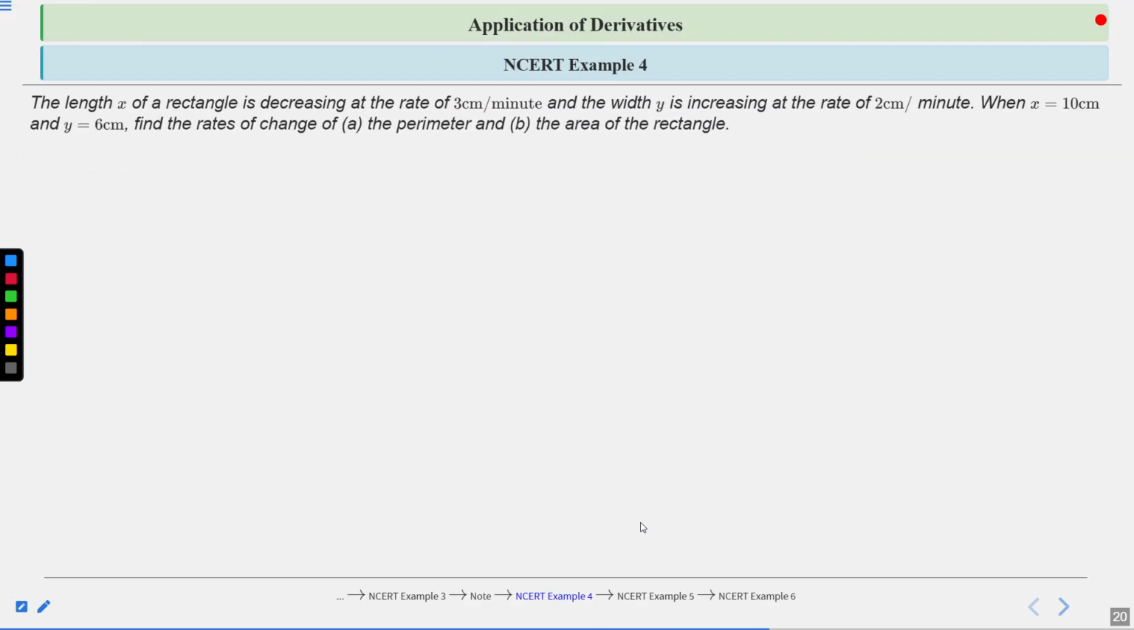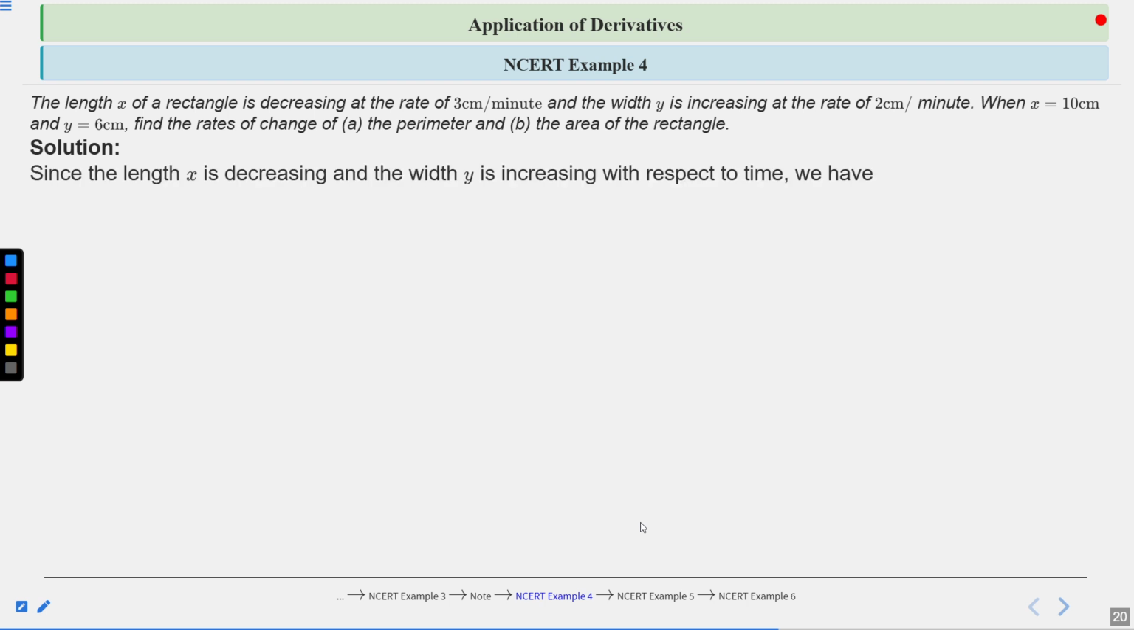The question is, the length x of a rectangle is decreasing at the rate of 3 cm per minute, right? And the width y is increasing at the rate of 2 cm per minute. When x is equal to 10 cm and y is equal to 6 cm, we have to find the rates of change of a, the perimeter, and b, the area of the rectangle, right? So let us see the solution part.